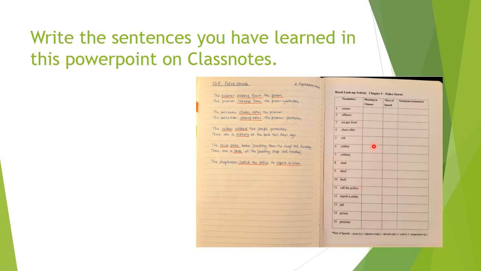Okay, now this is what I want you to do. I want you to open up your class notebook and put your word lookup activity on this side of the page. And on this side, I want you to write down the heading, Chapter 5 Police Stories, put down the date, and write down all the sentences that you have learned in this video on this page, okay? And underline the key words.